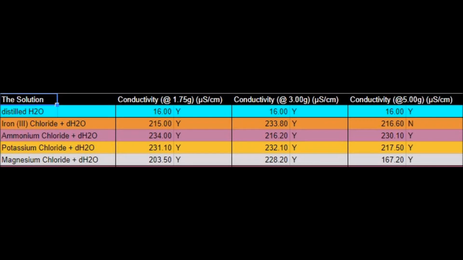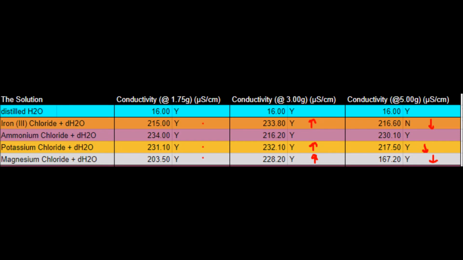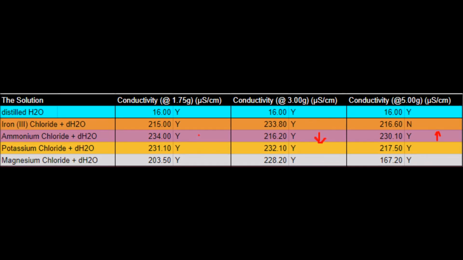The results from doing such are shown on screen. Iron 3, magnesium, and potassium chloride all shown to have a similar trend, with an increase in conductivity at the 3.00 grams measurement, then the lowest number on the 5 grams mark. However, ammonium does something else. Ammonium goes on a downward trend, only to increase back at the 5 gram mark.